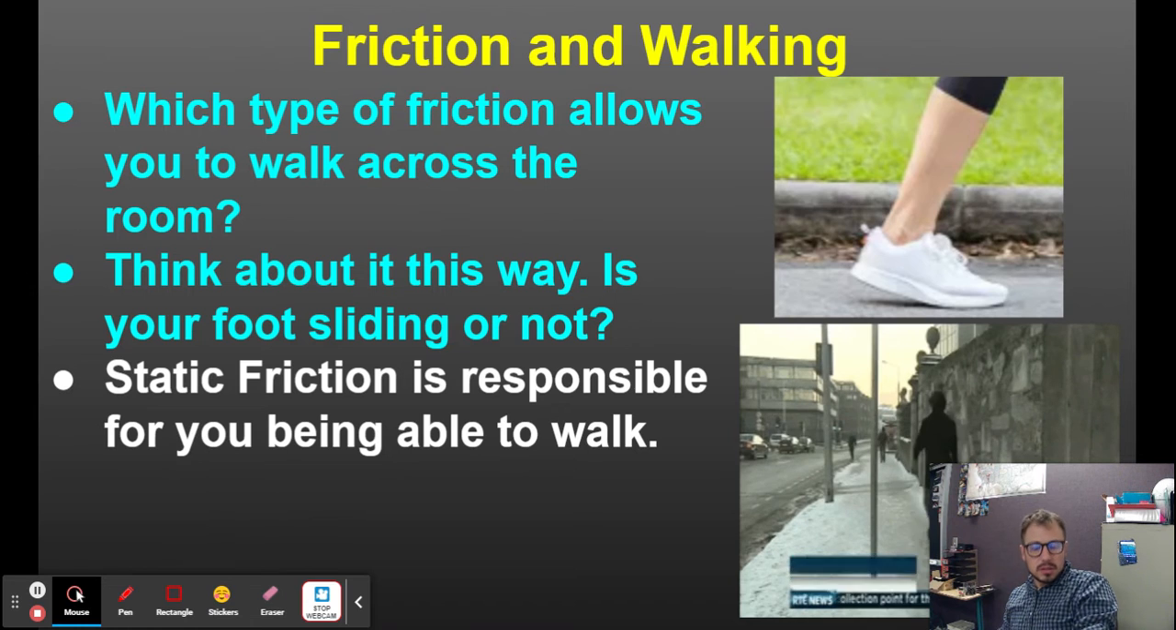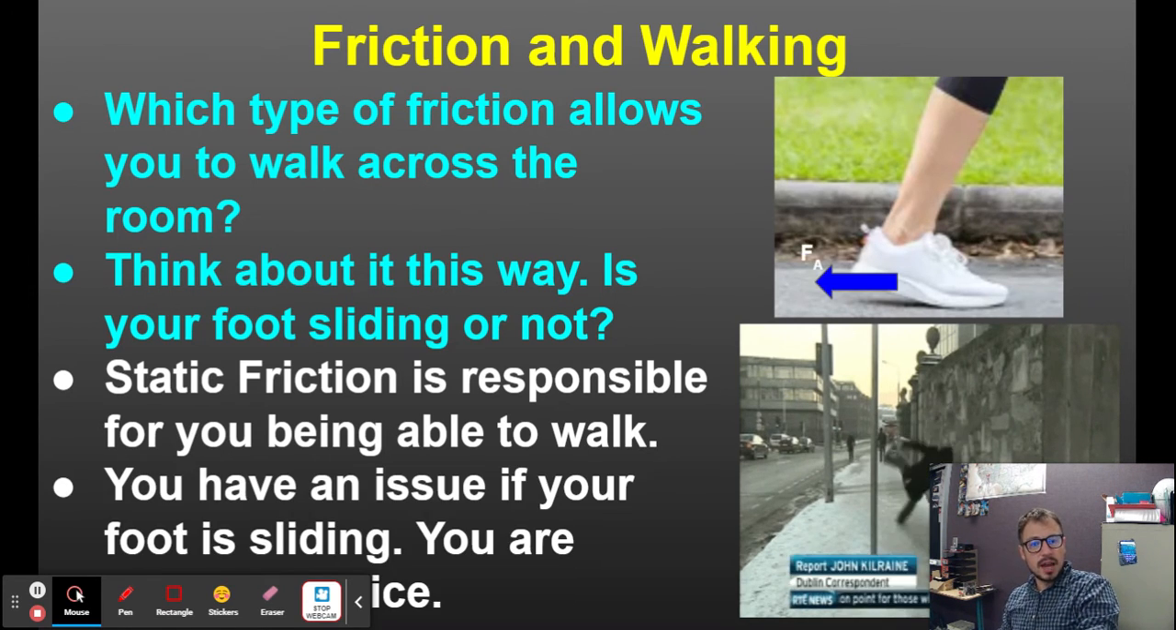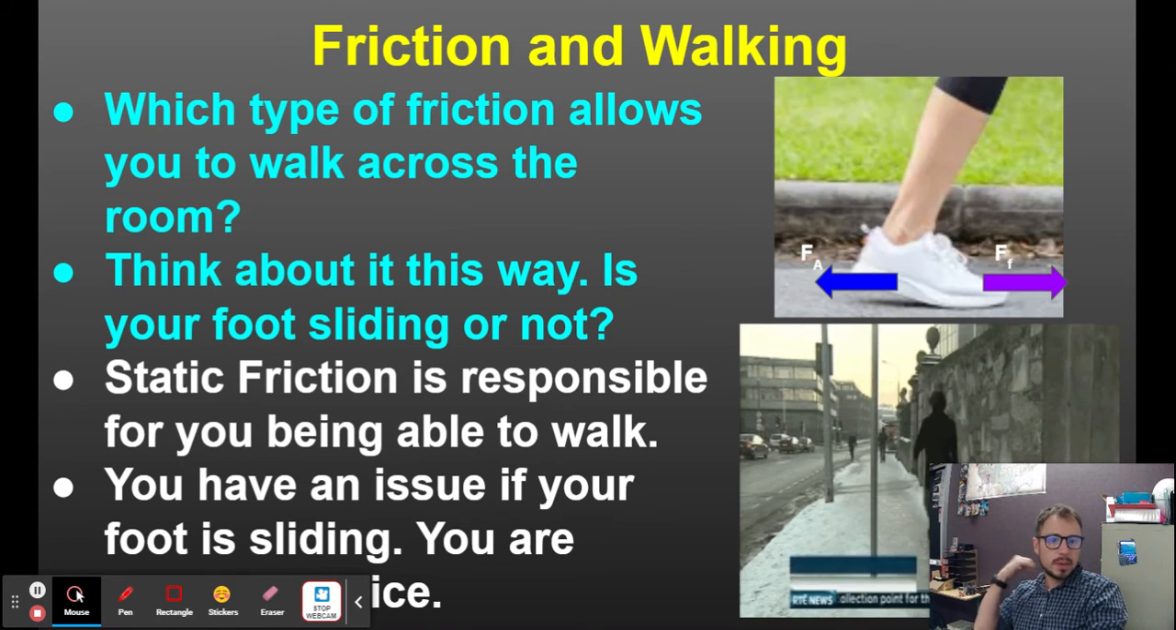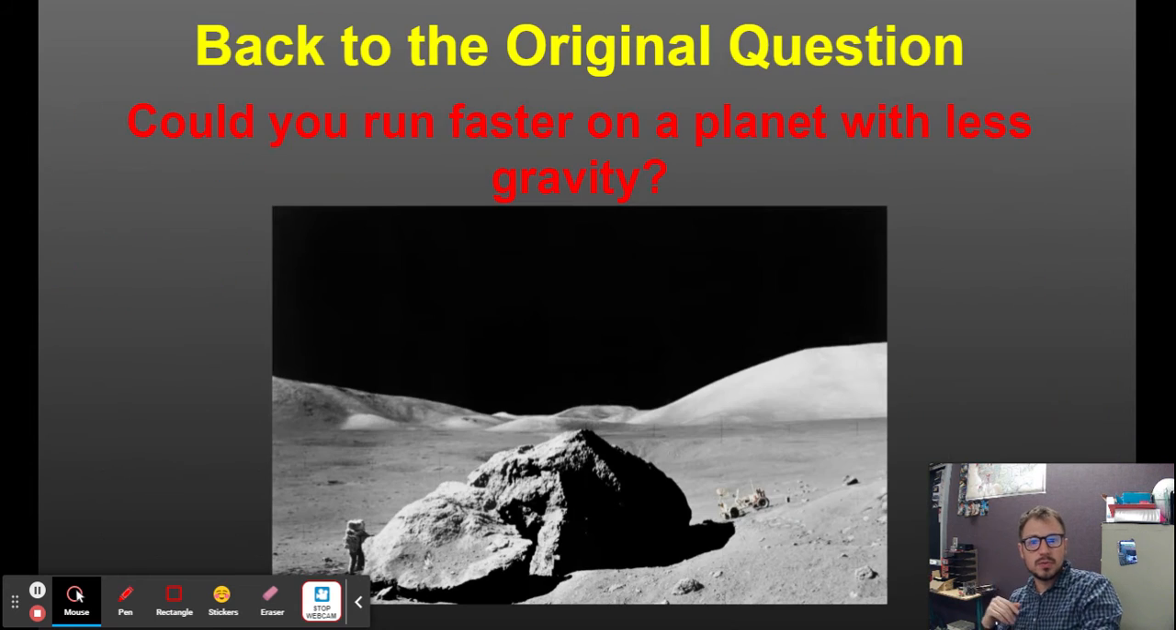So think about, is your foot sliding? Your foot is not sliding. It's going to be static friction. What happens is you apply a force to the ground. That static frictional force will be applied to you and it'll propel you forward.